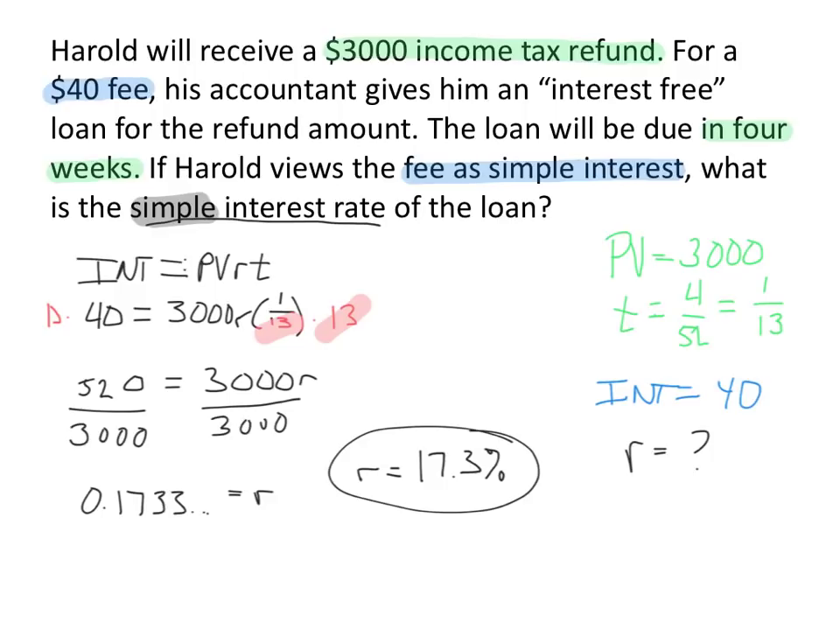We want the interest rate. Because we want a rate, we want it in percentage. So the rate is 17.3%. Remember, if you have the decimal, move 2 places in order to get a percentage.